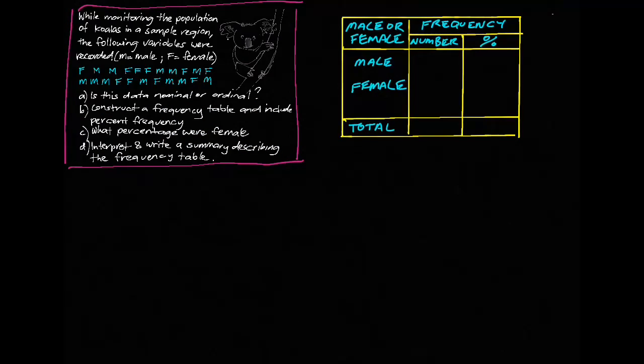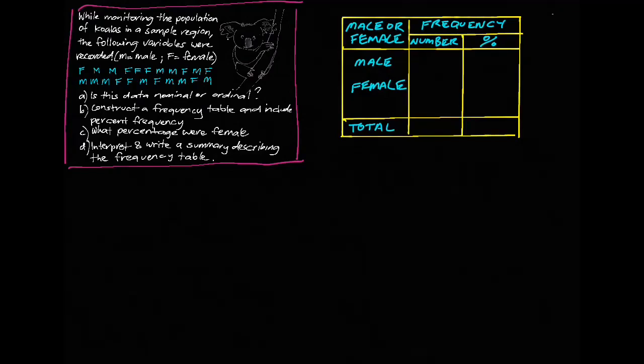Okay, the first thing we want to do is go ahead and set up a table with 3 columns. First column we have the variable. So in this case the variable we're looking at is female or male koalas. So then we go ahead and list the variables, male and female, in that first column. The second and third columns are the frequency. So the first one here is the number of males and females, and then we're going to go ahead and convert them to percentages using the total value.